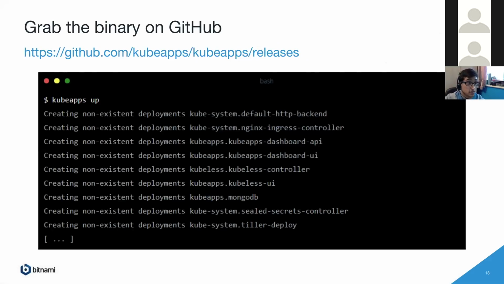So it's very easy to get started with. You can grab the binary on GitHub. If you just go to the release page here, then you'll be able to pull that. We have binaries for Windows, Linux, and Mac. And then you can run Kubeapps up, and that will go and install everything you need in your cluster to run Kubeapps. And that comes with Helm and Tiller, or I suppose just Tiller for the server-side stuff. It comes with Kubeless installed, comes with sealed secrets, the Kubeapps components, and then an Nginx Ingress controller to be able to expose that.